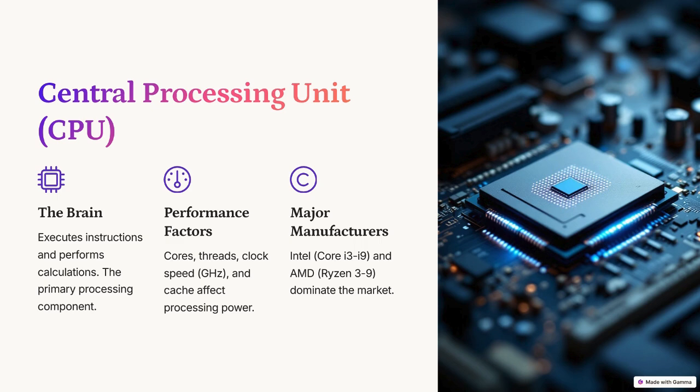A CPU's performance is influenced by several factors. Number of cores: more cores allow for better multitasking. Threads, virtual cores that enhance multitasking ability. Clock speed measured in gigahertz, higher numbers generally mean faster processing. Cache memory, fast memory that the CPU can access quickly.